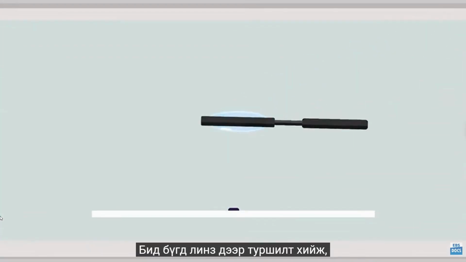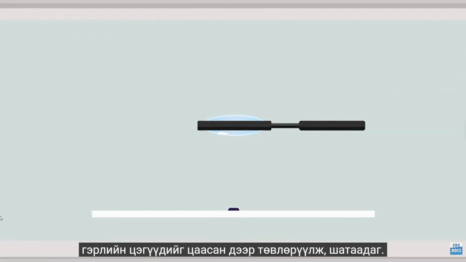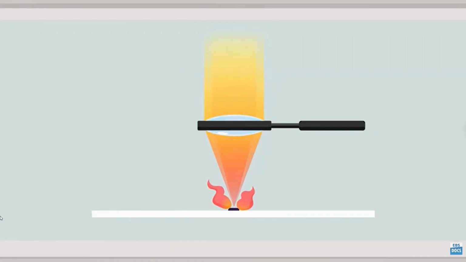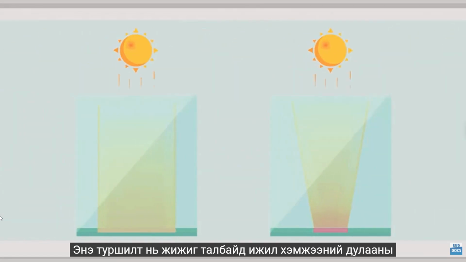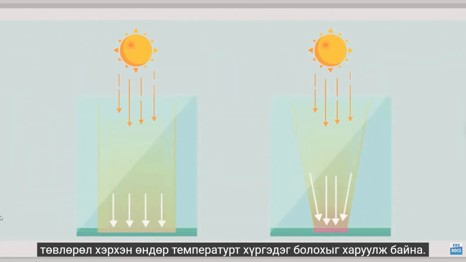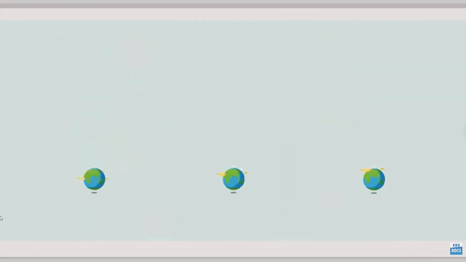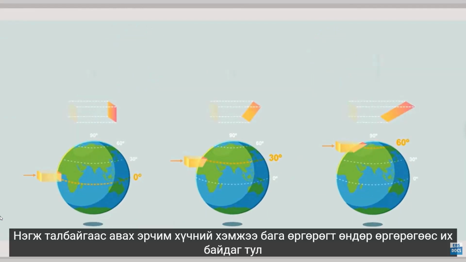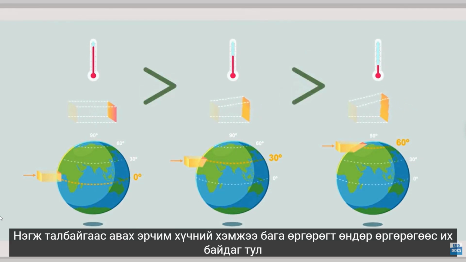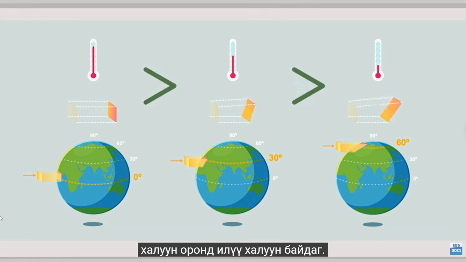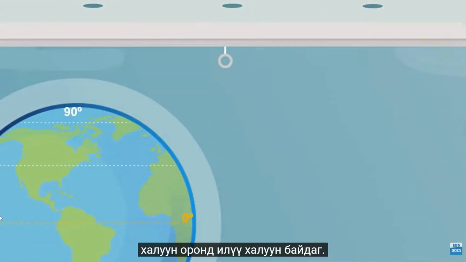We have all experimented with lenses, focusing pinpoints of light onto pieces of paper to make them burn. This experiment shows how the same amount of heat concentrated in a smaller area results in a higher temperature. The amount of energy received per unit of area is greater at low latitudes than at high latitudes, and this is why it is hotter in the tropics.